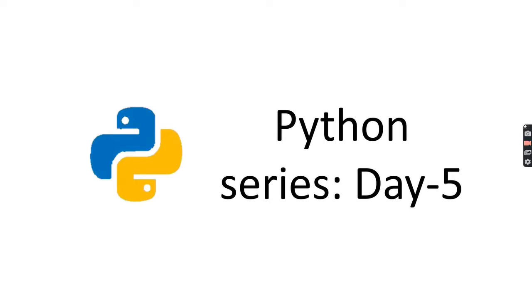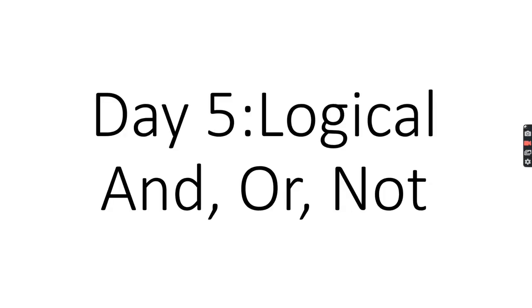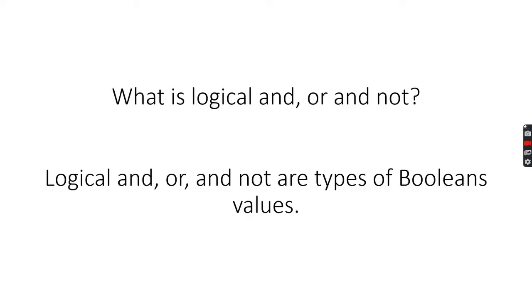Today we will be doing Python series day 5. Day 5: logical and, or, and not. So what is this logical and, or, and not? Logical and, or, and not are types of Boolean values.